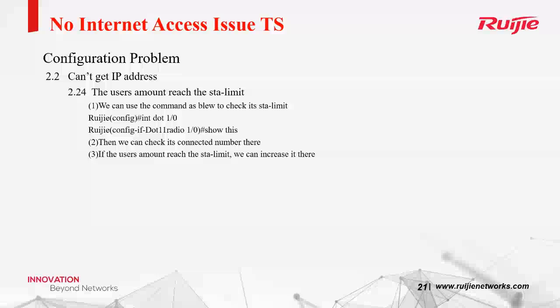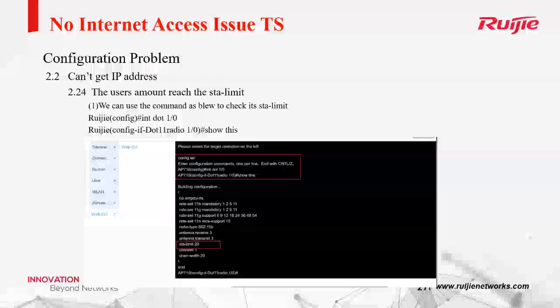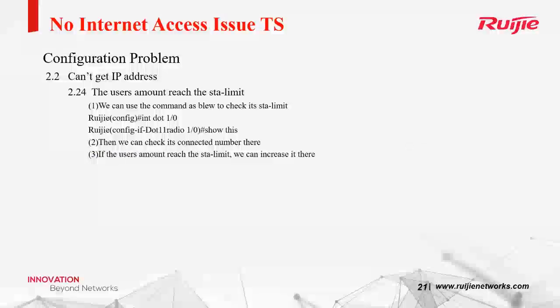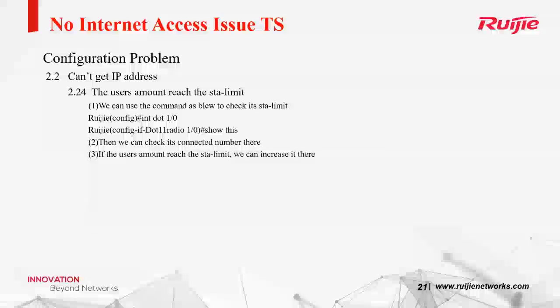Another possibility is the user's amount reached the SCA limit. You can use the command epsilon to check its SCA limit, or you can use our web account there. There is its SCA limit. And then you can check its connected number there, user and then associate clients. If the user's amount reached the SCA limit, we can increase it there.